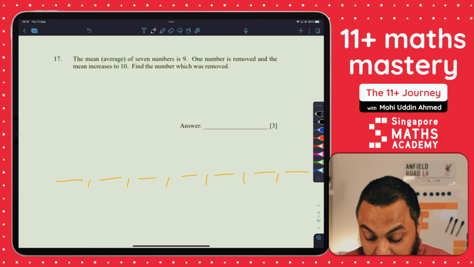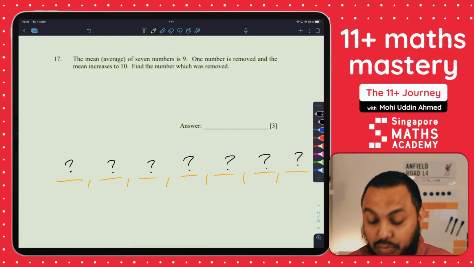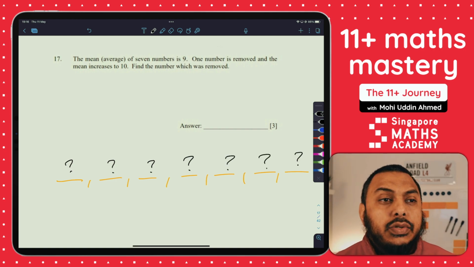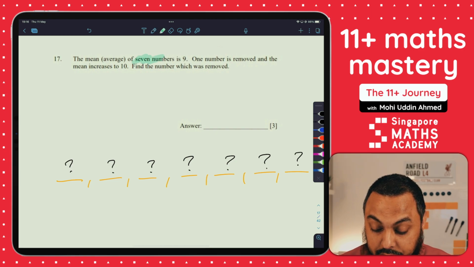We don't know them individually, right? We don't know any of the values, do we? Right? So what do we do? What can we work out? I know that there are 7 numbers and the mean is 9.